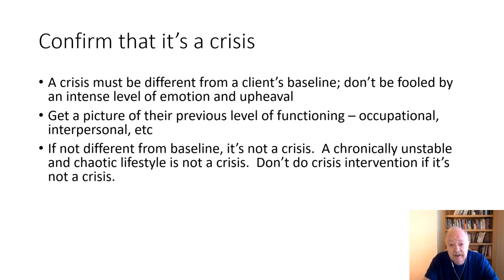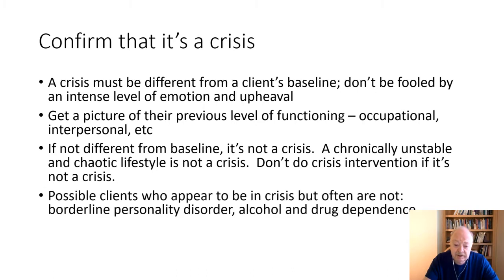And if it turns out that they had a chaotic series of negative events happening even before this most recent stressful event, then in other words, their previous functioning is the same as now, that right now it's not different than their baseline, then it's not a crisis. And as I put on the slide, a chronically unstable and chaotic lifestyle is not a crisis. And of course, you don't do crisis intervention if it's not a crisis. Some clients who may fit this description may have borderline personality disorder, or they may have other personality disorders, or they may have alcohol or drug abuse.